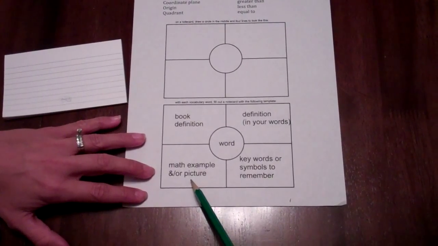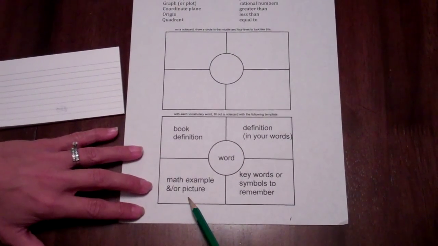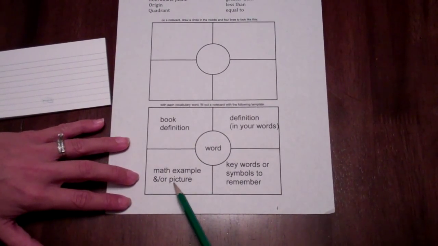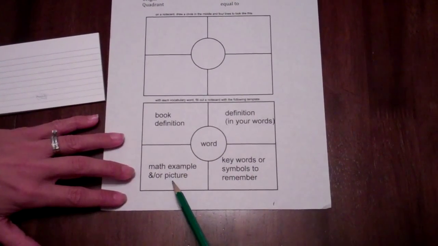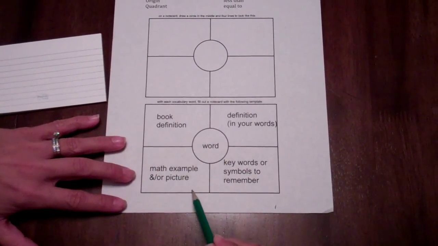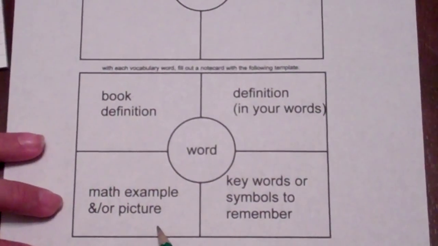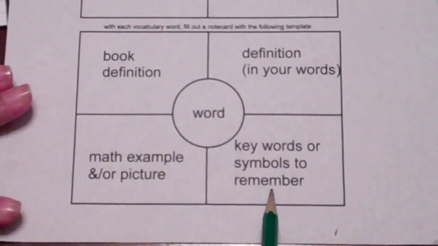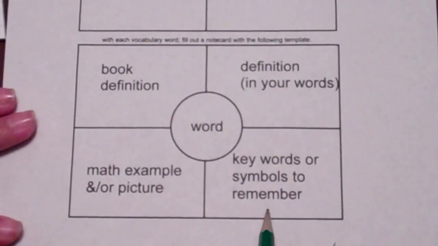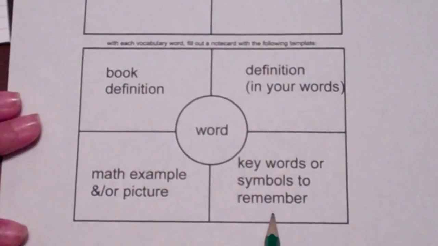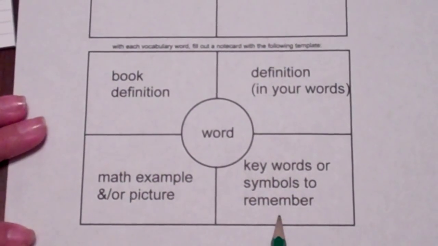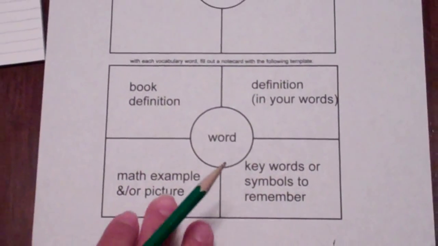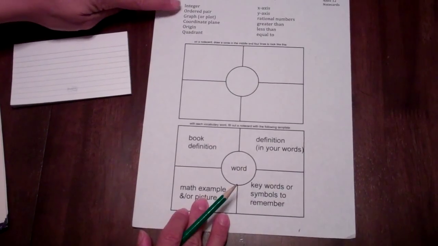Then in the bottom left-hand corner, I'm going to come up with a math example, and I might also add a picture to go with that example. Something that you can use, or a way that you would see this word being used. And then in the last box, the bottom right, I'm going to put any keywords or maybe special symbols, something to help me remember it. So let's start with the first one at the top of the list, integer.